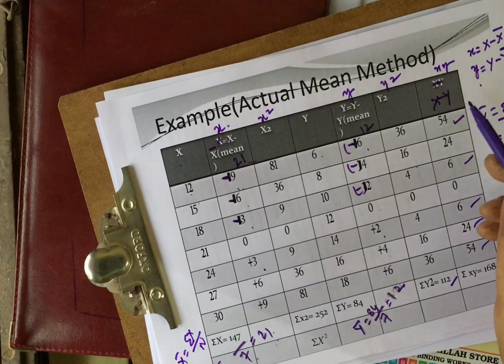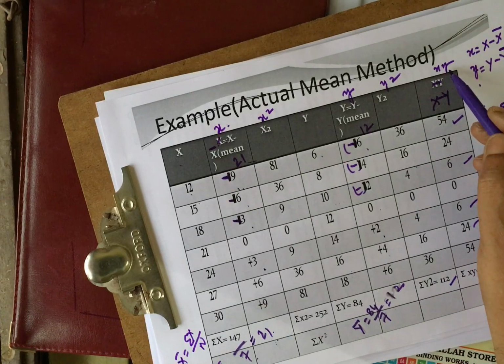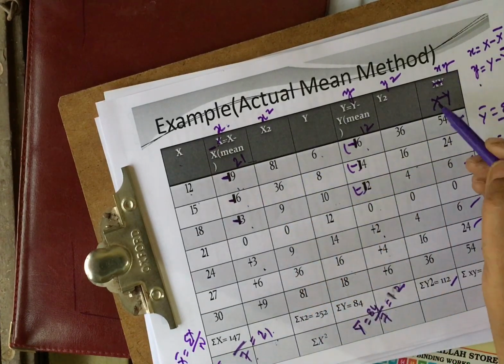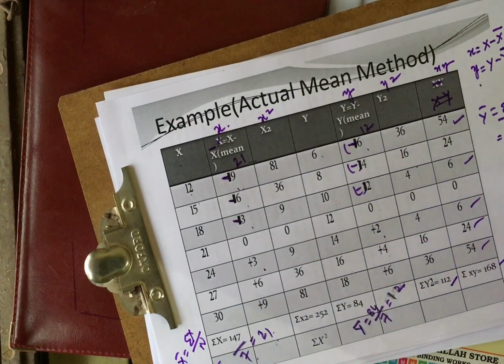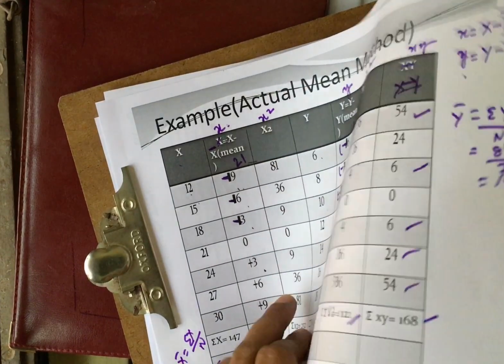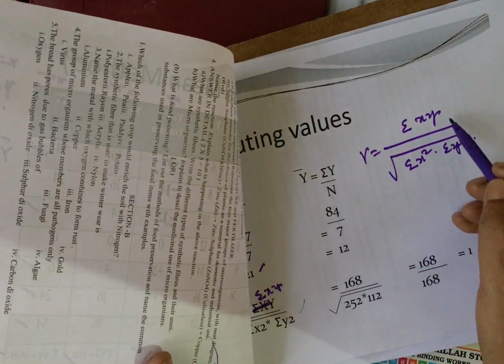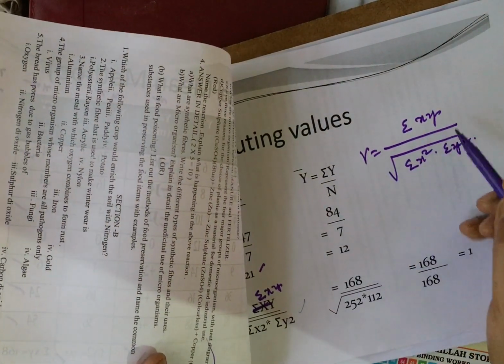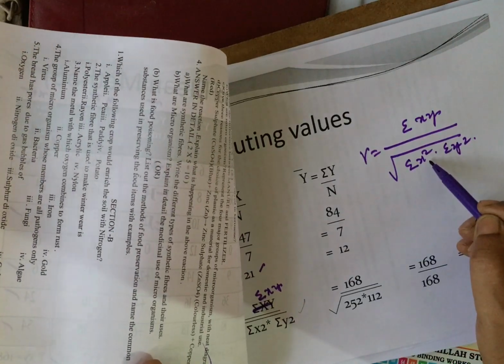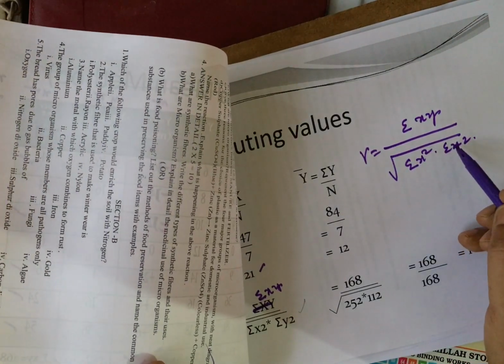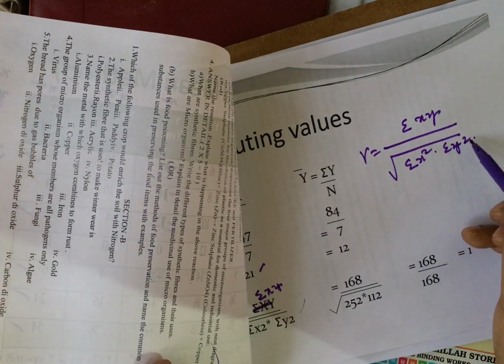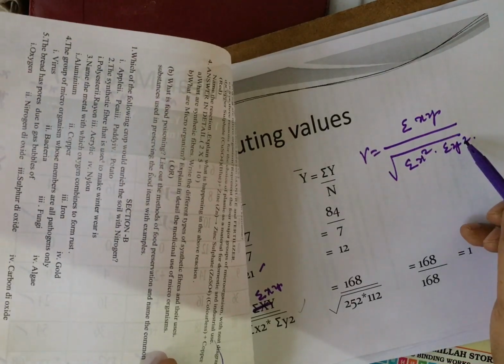And now here the product of x and y, that is small x and y. So earlier we got confused, we had taken the big one because of the wrong formula. The actual formula is, this is the actual formula: r is equal to sigma xy, that is small xy, divided by the square root of the sum of x square and the sum of y square. This is a product of these two.